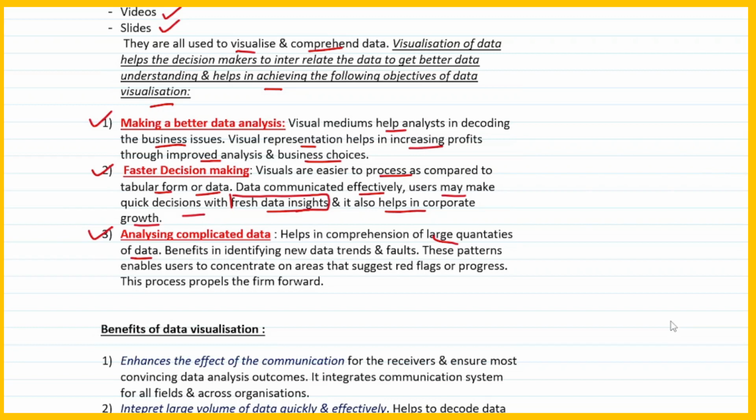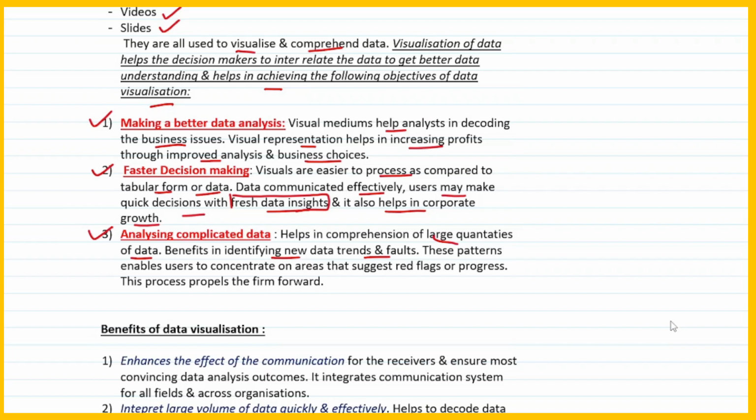Now, it benefits in identifying new data trends and faults, right? The benefit is basically identifying whatever new trends there are in the market, and if there are any faults, those can also be identified, right? For example, you now have AI technologies such as ChatGPT, right? So if there is any new trend happening, you can pick it up through that and make the visualization experience all the more better with the help of ChatGPT or AI, right? So that's what it talks about, benefits in identifying new data trends and faults.